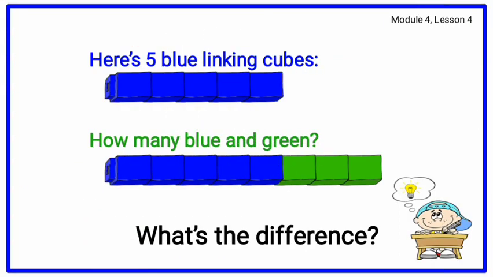Alright, that's done. Now here's 5 blue linking cubes. And below it you can see some green cubes. Now, how many blue and green do we have here? I have 5 blue, I have 3 green linking cubes. So what's the difference? I'm asking, what is 8 minus 5? And the answer is in the green cubes, which is 3.